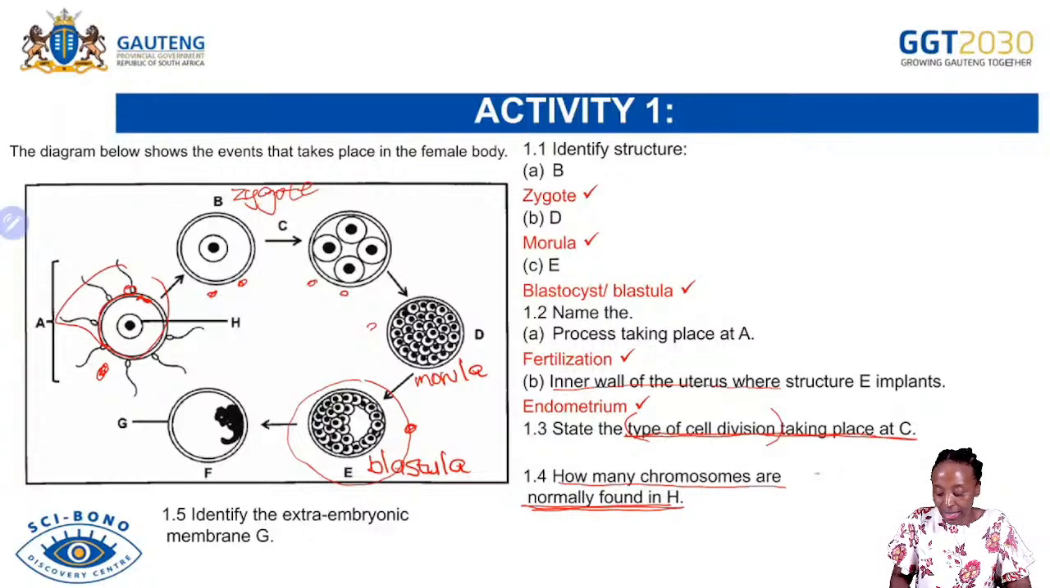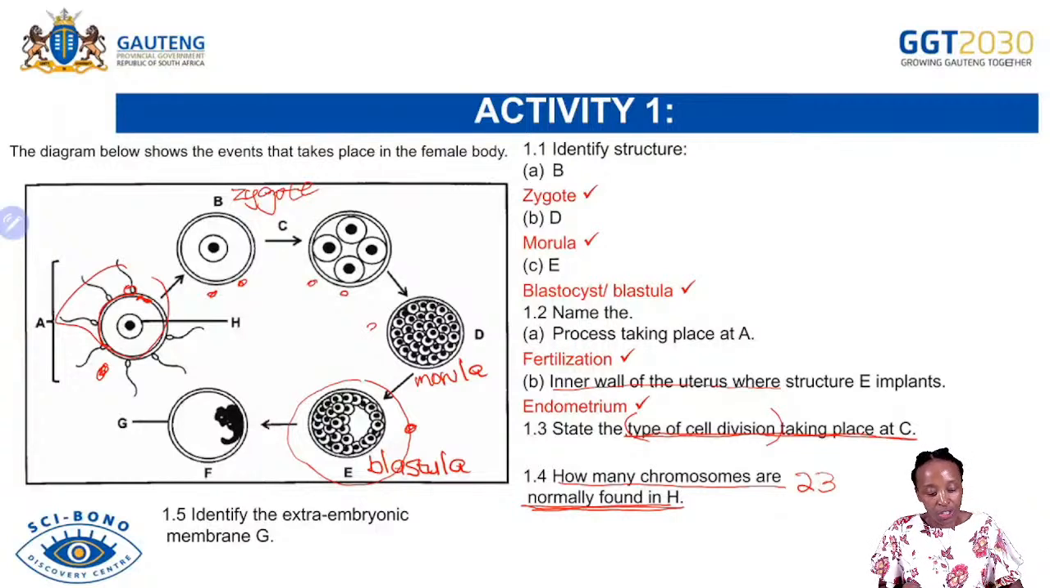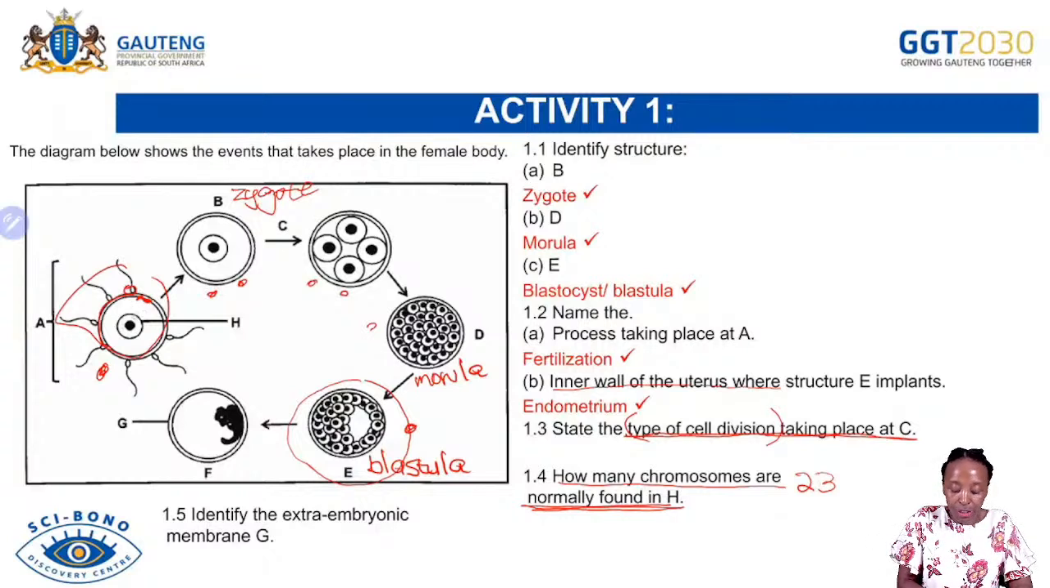It has 23, because remember, it is formed by the process called meiosis, and meiosis is the reduction division. It reduces the number of chromosomes, or it halves the number of the chromosomes. So here it is 23. And then the last question for this part says, identify the extra embryonic membrane at G.